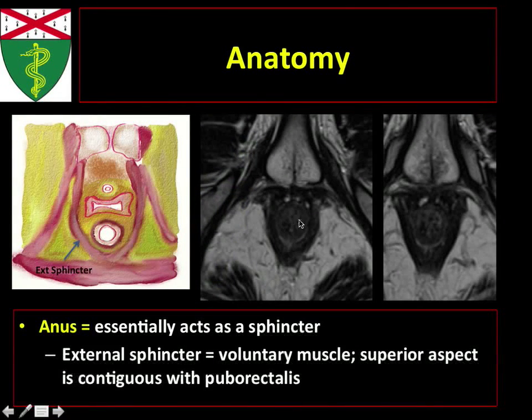Some axial images for you. Again, we know what the internal sphincter is. We're all experts at that now. I'm talking about the external sphincter. It's outside of it, this dark band that's wrapping around the anus. And as you go from more superior to inferior, sometimes it takes on a more V-shaped configuration as you just follow it down.